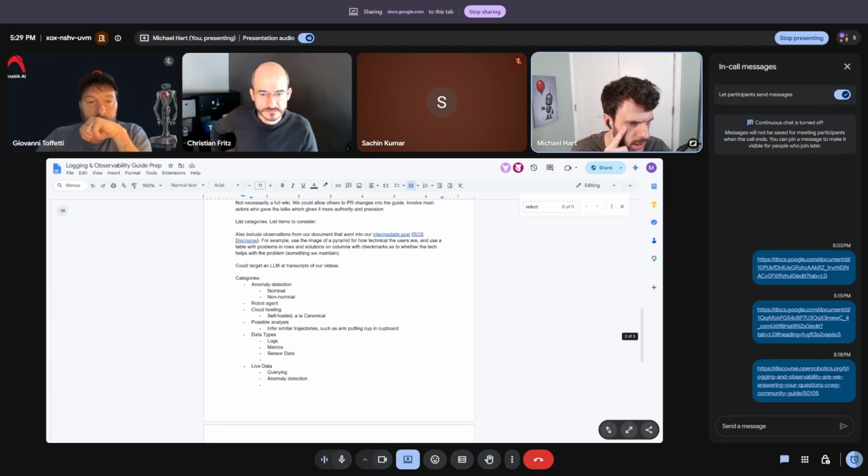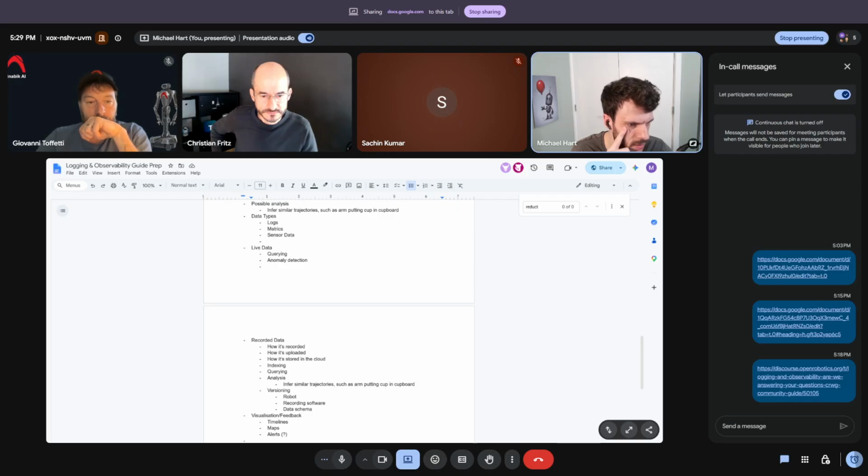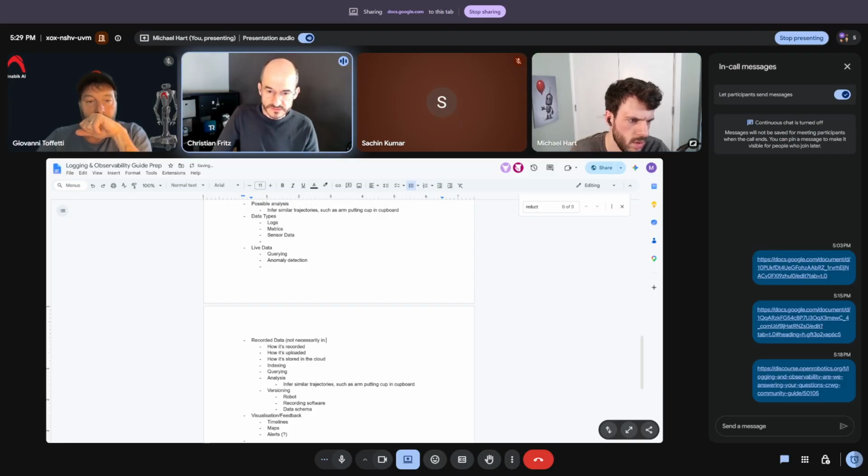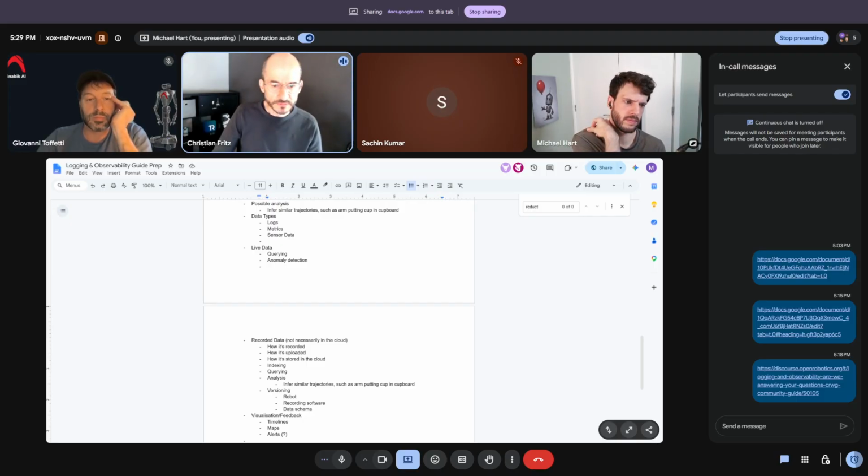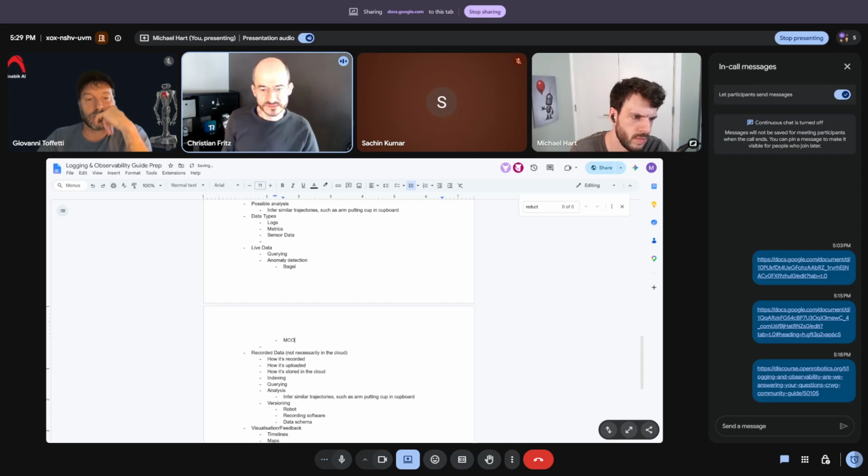So we should make sure that in our analysis we can talk about how recorded data doesn't necessarily mean in the cloud. I think it's worth pointing that out, right? Because again, this is all about scaffolding the problem. People should think about what to store on the robot and on the cloud, what to upload, where to run the analysis, and how to build the analysis so that it can run on the robot and in the cloud, or whichever one it is.